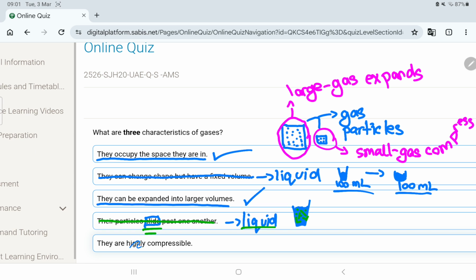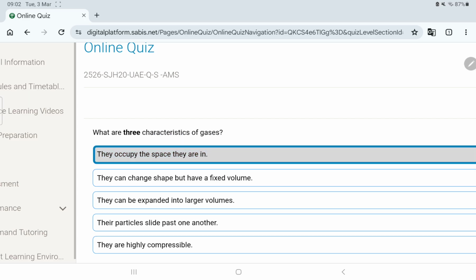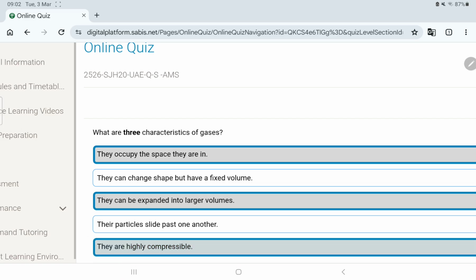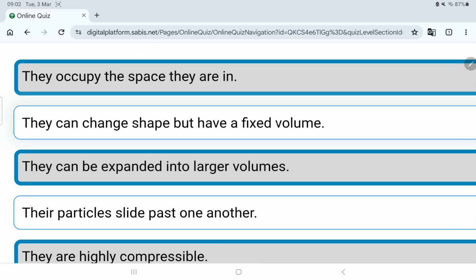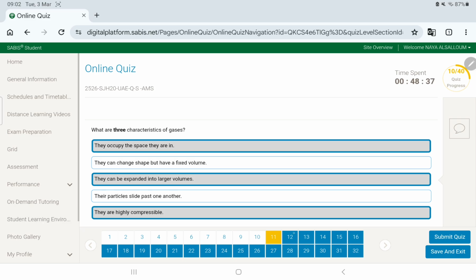Gases are highly compressible. When it's a small space, the gas particles compress. Basically, they occupy the space, whether it's a big or small space. They can be expanded into larger volumes, such as a small room, and they are highly compressible. If you put pressure on them, they're still going to occupy that space. When you see they can change shape but have a fixed volume, this is liquid, and their particles slide, this is also a liquid. But here they want gases.